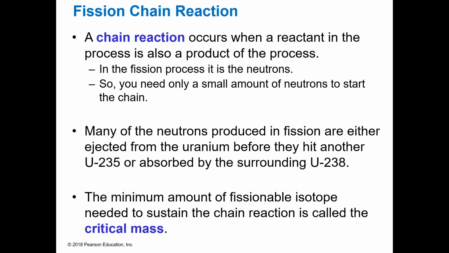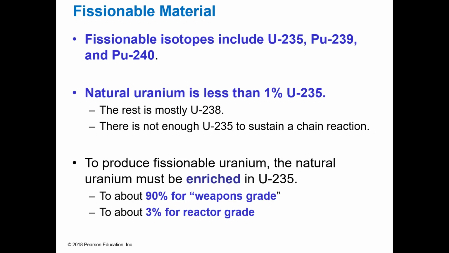It doesn't take a huge amount of neutrons to start the chain, because once you get it started, it's self-perpetuating. The minimum amount of fissionable isotope you need to sustain that chain reaction is called its critical mass. When you reach critical mass, that reaction is going to sustain itself. That's the beauty of it, because once you apply that initial energy, it's just going to produce energy, energy, energy. Fissionable isotopes are U-235, plutonium-239, and plutonium-240. Those are the ones we typically use.